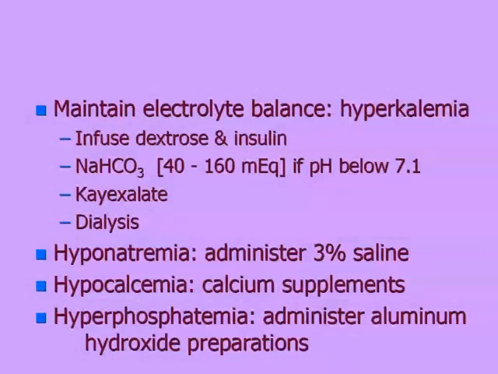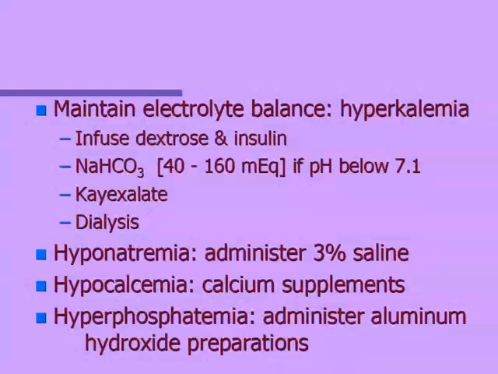You want to maintain their electrolyte balance because remember, they're very hyperkalemic. So you may infuse dextrose and insulin to push that potassium back into the cell. Bicarb, 40 to 160 milliequivalents will be given if the pH is below 7.1.